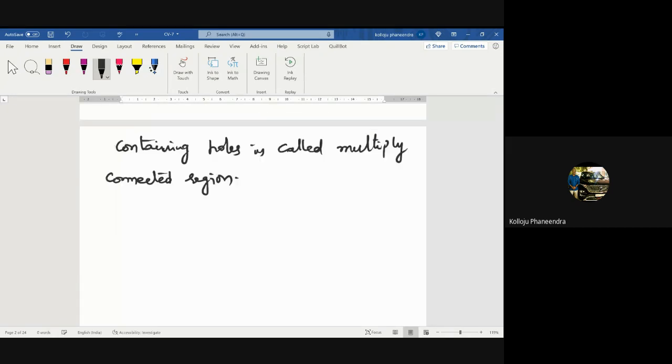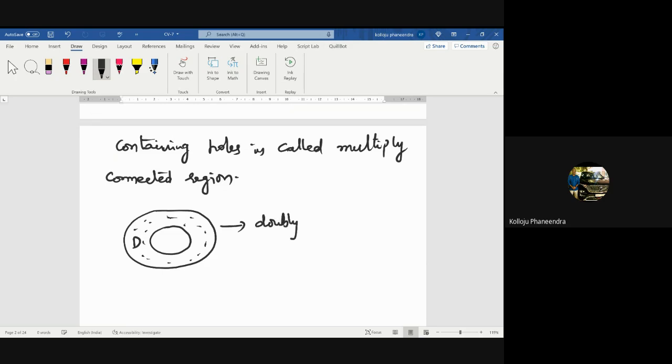Okay, examples, as I told you, this is one curve and this is a hole. This is the domain D. Only these points. How many holes? One hole, then it is called a doubly connected region. Multiply means doubly or triply, like that.